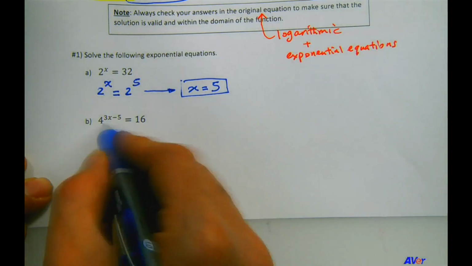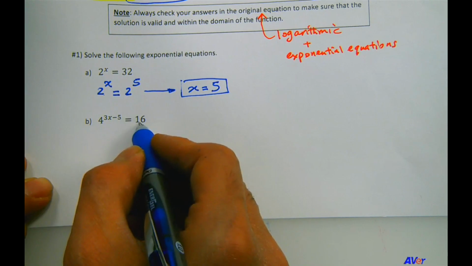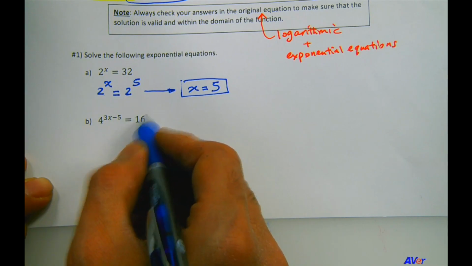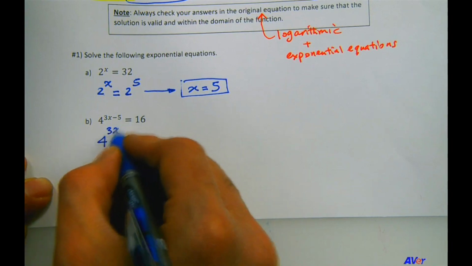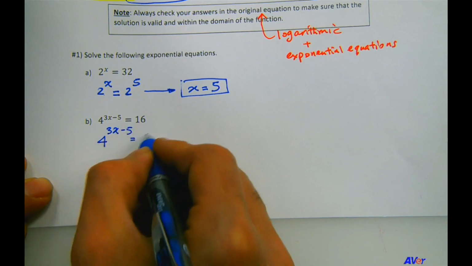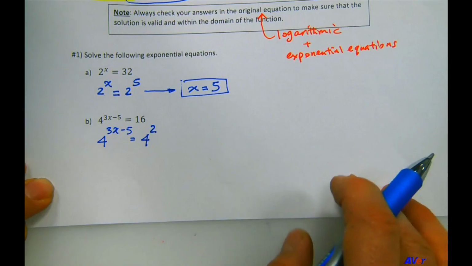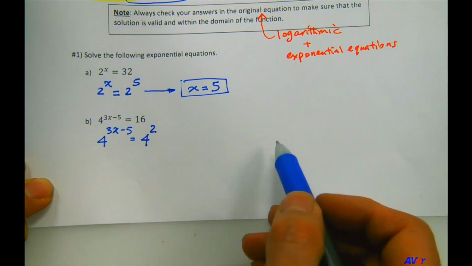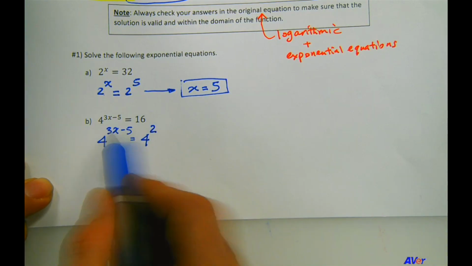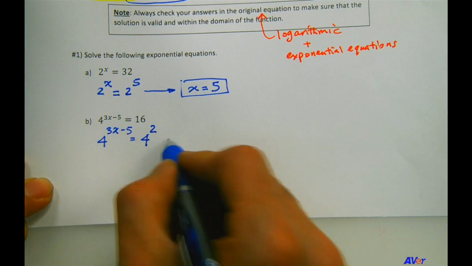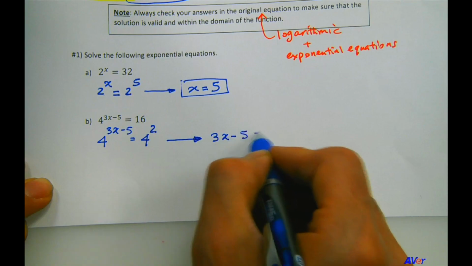Okay, so I'm assuming you've already done that. On this side, we have base 4, right? Can we write the right side to some power of base 4? Absolutely we can. On the left, we have this expression. On the right, 16 is 4 squared. So if these two sides are to be equal to each other, and the bases are equal, then we have no choice, but the powers must be equal to each other. So from that, the result is 3x minus 5 equals 2.